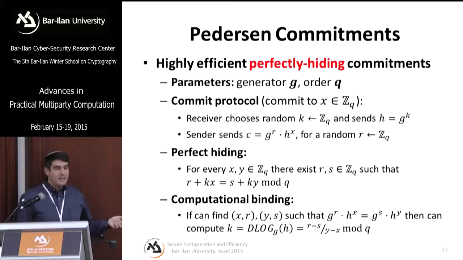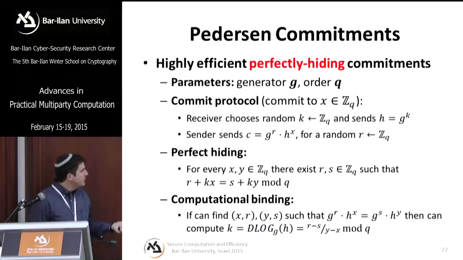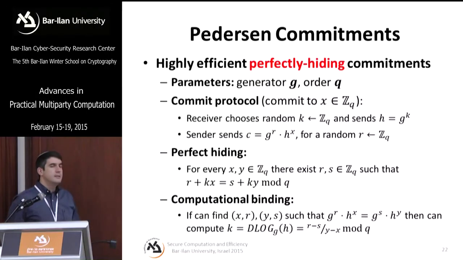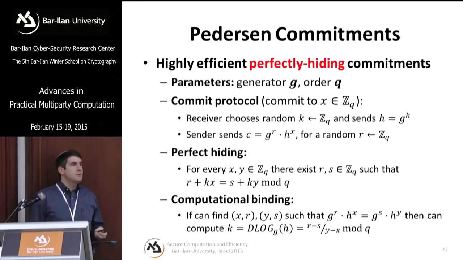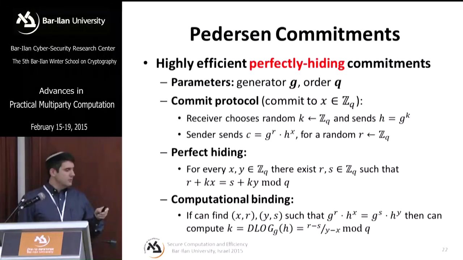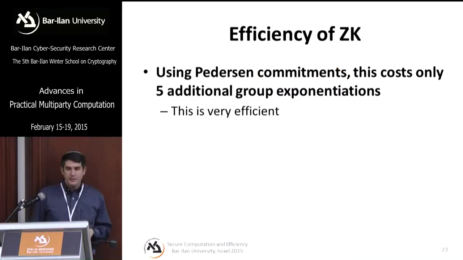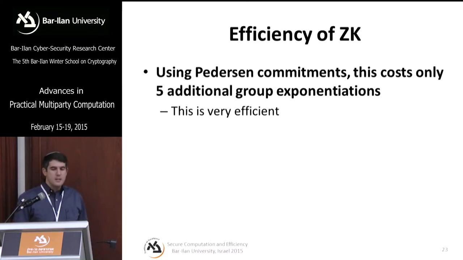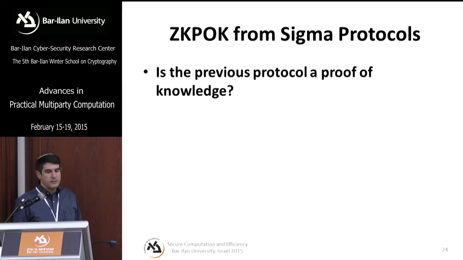And it's perfectly hiding. Once again, we now have a commitment scheme which has two exponentiations to commit, and likewise to verify the decommitment, so this is very, very efficient. By the way, g to the r times h to the x costs you about 1.5 exponentiations, or 1 1/3, it doesn't even cost you 2, using Shamir's trick. So using Pedersen commitments, this costs only a few additional exponentiations, and so it's very efficient.